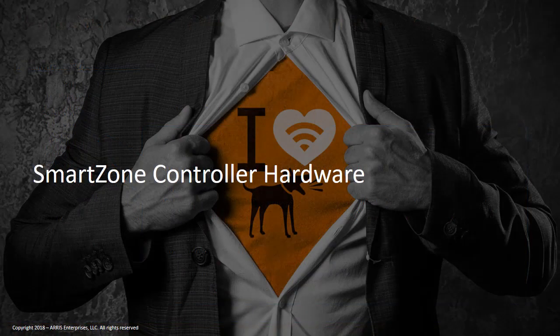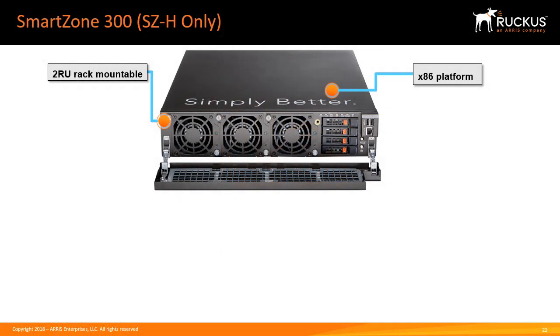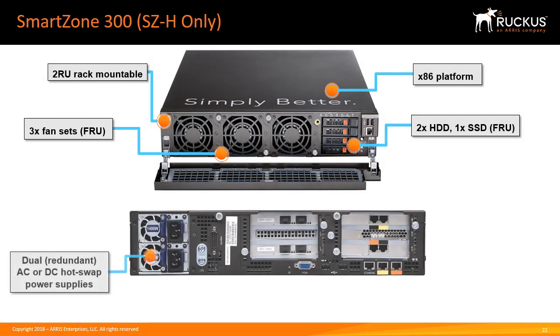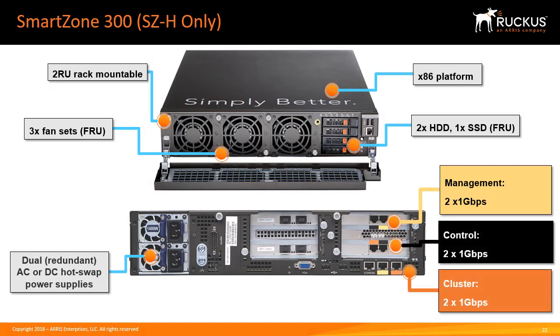And finally, let's look at the SmartZone controller hardware. The Ruckus SmartZone 300 is a high-performance, high-availability hardware platform designed for large-scale critical carrier networks. The 2U rack mountable chassis opens from the front to allow access to the field replaceable fans and the redundant disk drives. The rear of the chassis contains the dual redundant hot swappable power supplies, the management, control, cluster, and data plane ports.